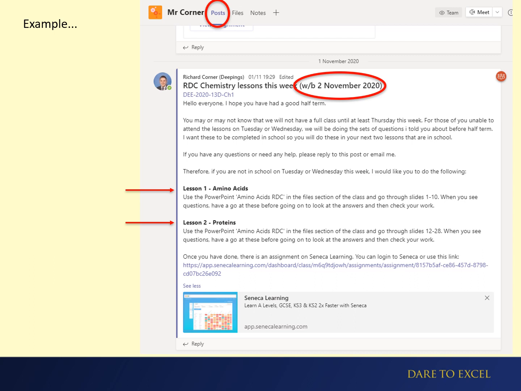This is what it will look like when a student goes into their class team and looks on the post section. They'll see a post from their teacher from the lesson that day to be able to complete the work. If for any reason they cannot find it, then the first person they should be contacting is their subject teacher, because they will be the people to advise on what to do.